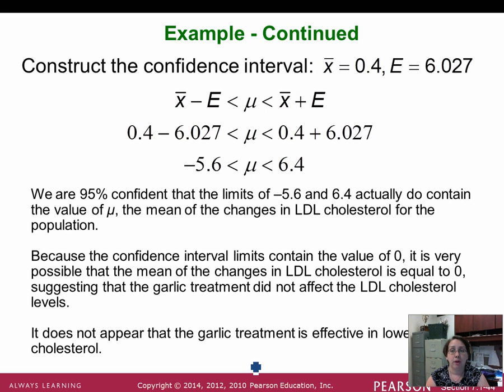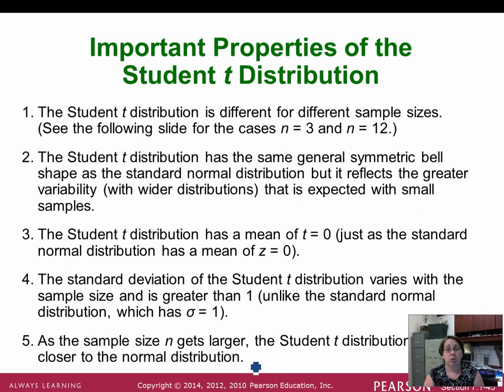So that's an example of building a confidence interval when sigma is unknown, meaning you had to use t. So let's talk about the t-distribution, the student t-distribution. Number 1, the student t-distribution is different for different sample sizes. That doesn't happen for z. Z is one bell shape. It doesn't matter if it's a large n or a small n. It's normal. That's all we care about. The student t-distribution has the same general symmetric bell shape as the standard normal.